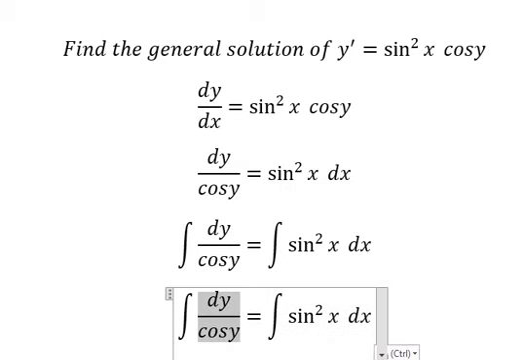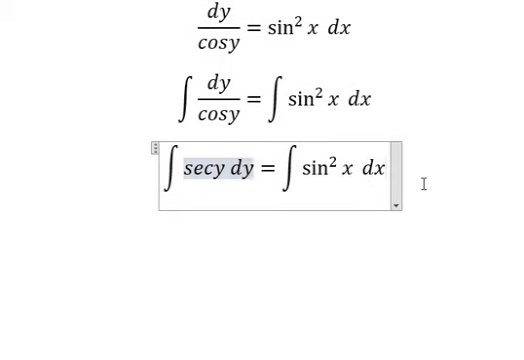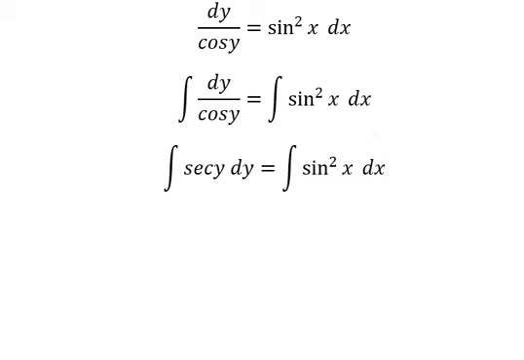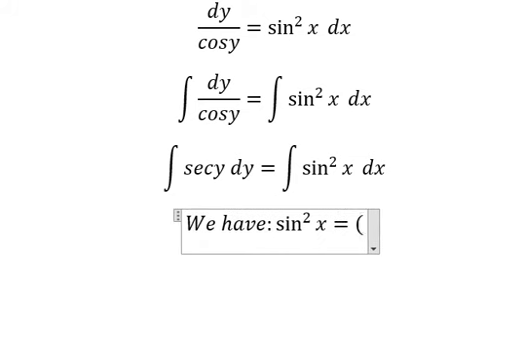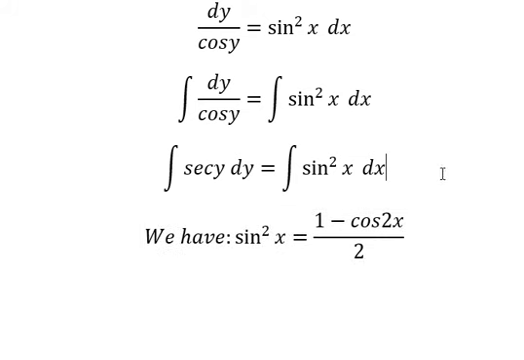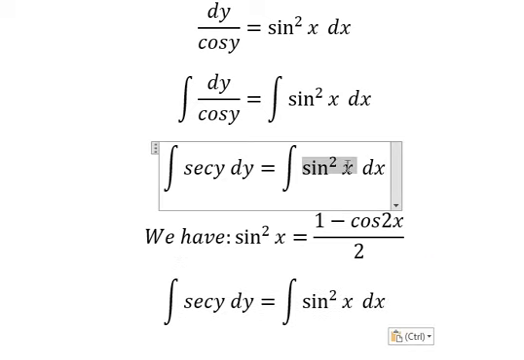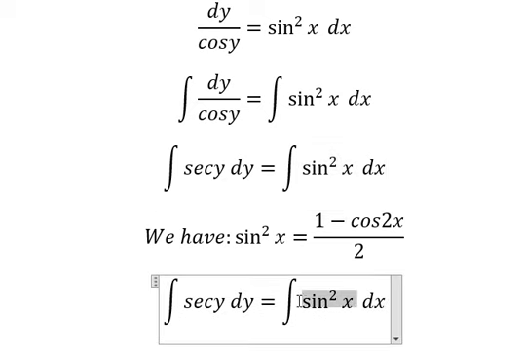This one we change by secant of y dy. Next, we have the formula in here: sin squared s equals 1 minus cosine 2s over number 2. Now, we need to transform this one into this one.